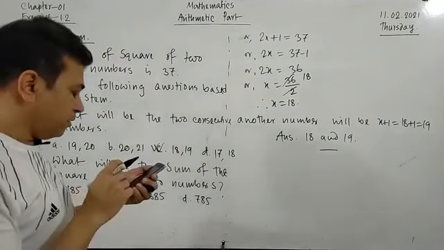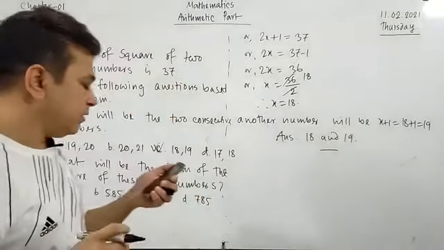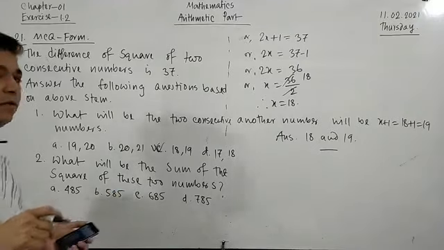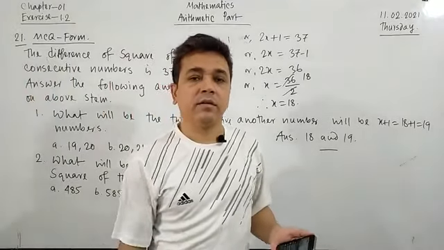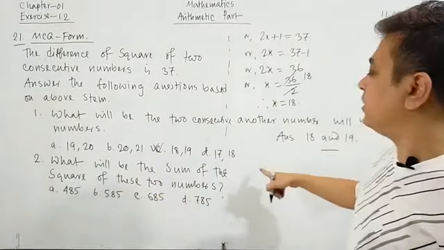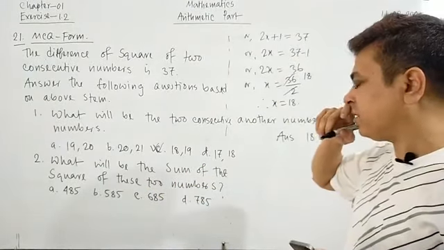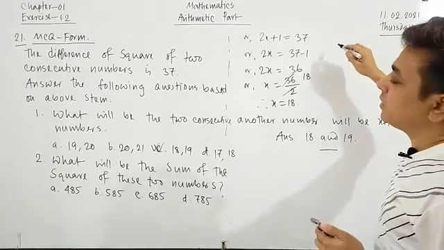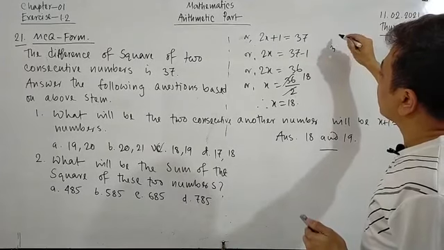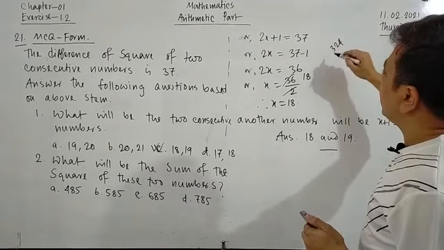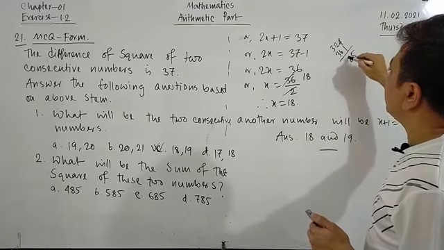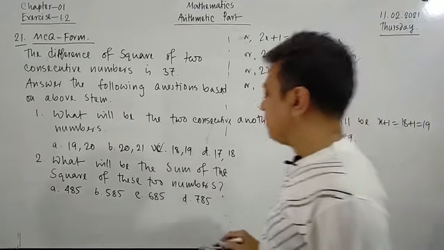Okay, can you write this here? What will be the sum of the squares of these two numbers? Can anyone do it? Okay, take a few seconds and answer it. Look at it here. We know that 18 square equals 324, and 19 square is 361. So what is the sum? It is 685.